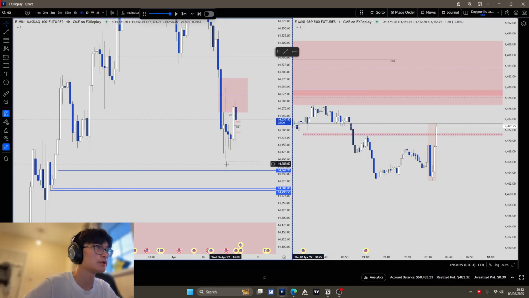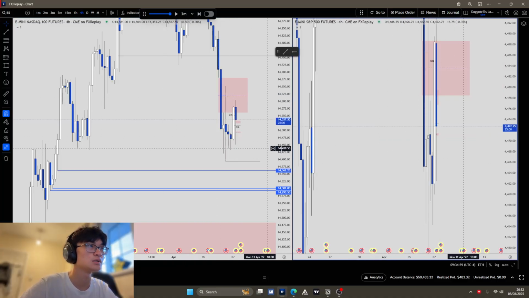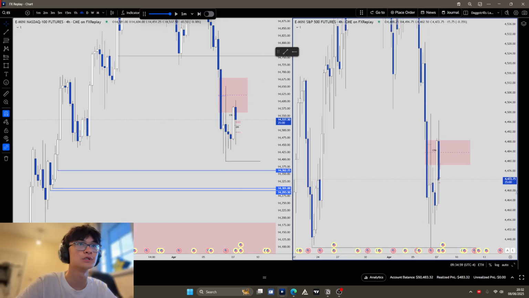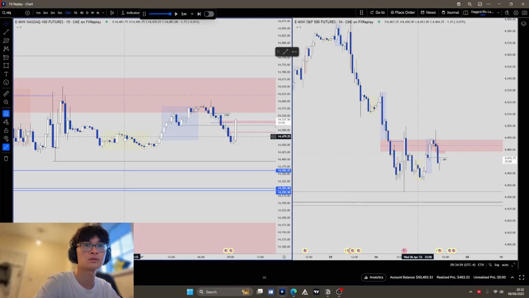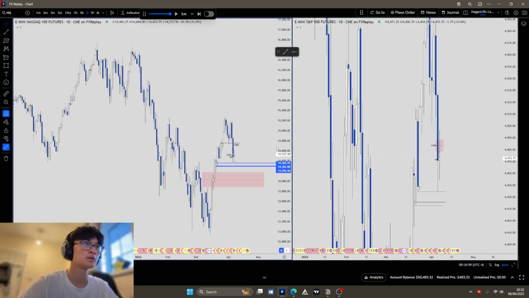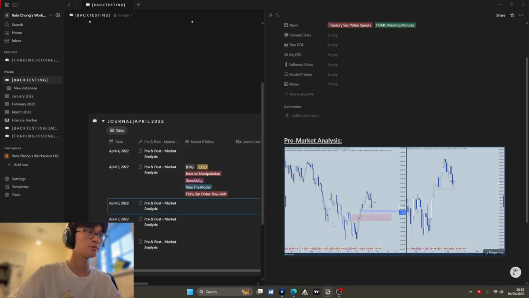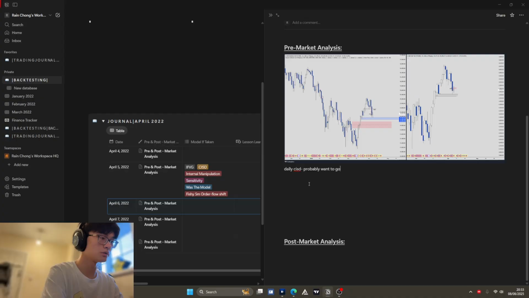Don't really know if I should count this as the change or not, because we didn't really use that to sweep the liquidity. I won't count it. I want to be careful though. Let's see what 945 gives me. Wait, I haven't journaled. Hold on. Notion, daily CISD, probably want to go lower into the weekly imbalance.